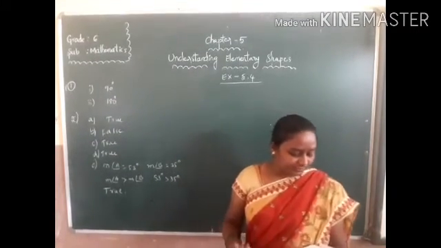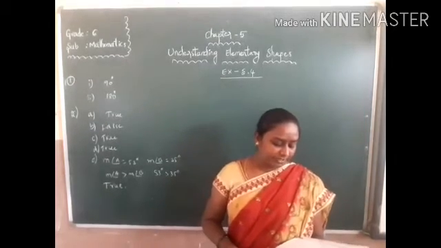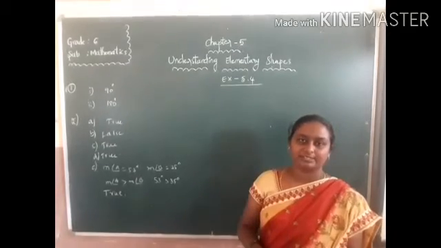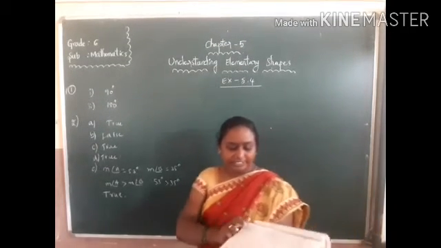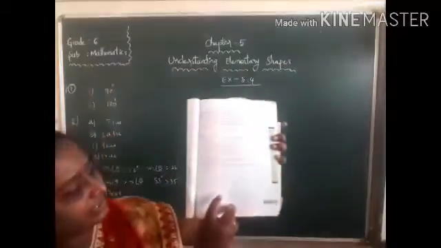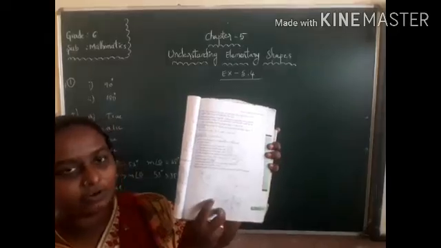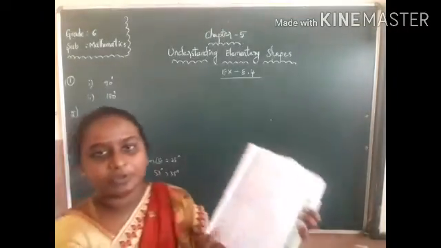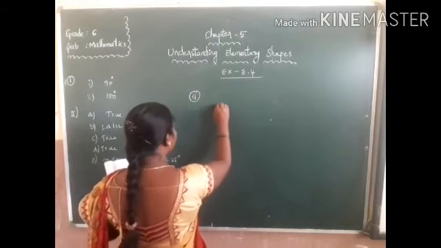Take your textbook, fourth one. Measure the angles given below using the protractor and write down the measure. Fourth question, some figures are given here. These angles you have to measure with the help of the protractor. How to measure an angle, I already explained to you.